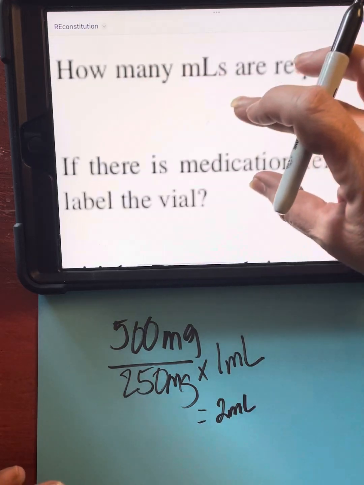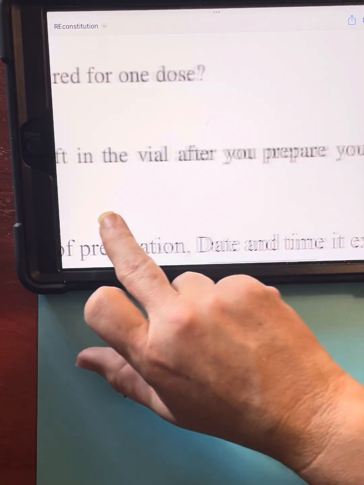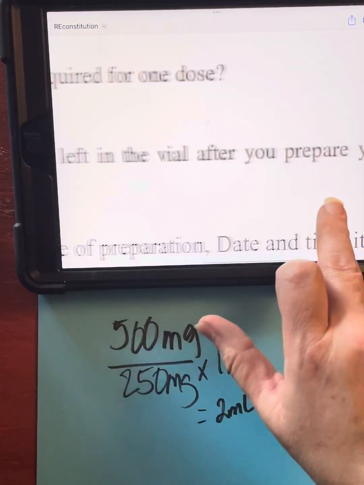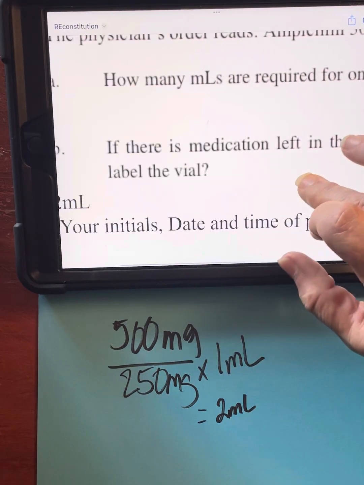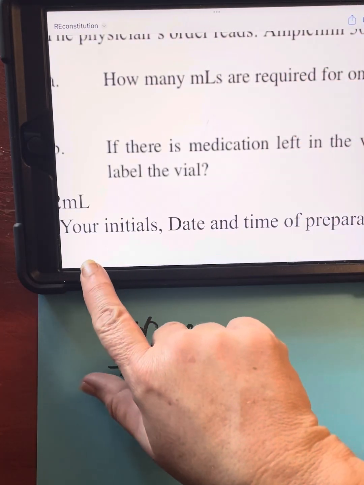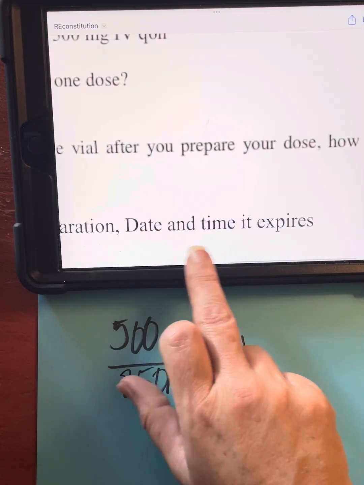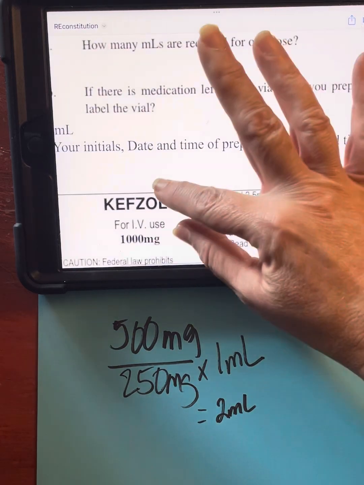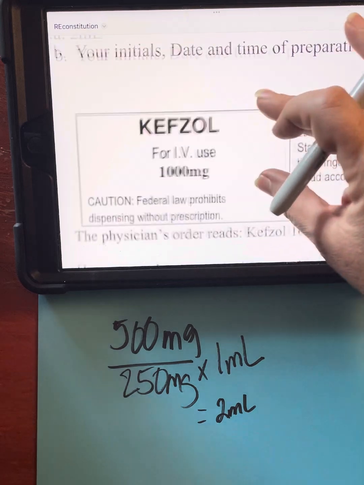2. And then look what they asked on this little sucker. If there is medication left in the vial after you prepare your dose, how should you label the vial? Your initials, the date and time. Date and time expires. Yeah, that's a heads up.